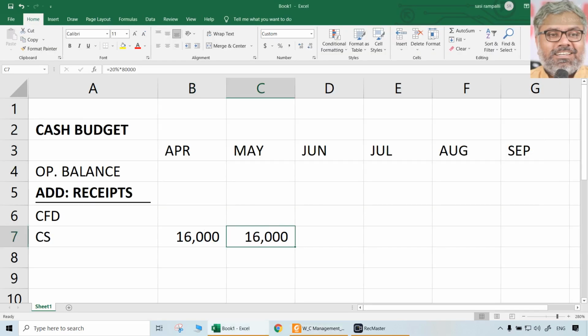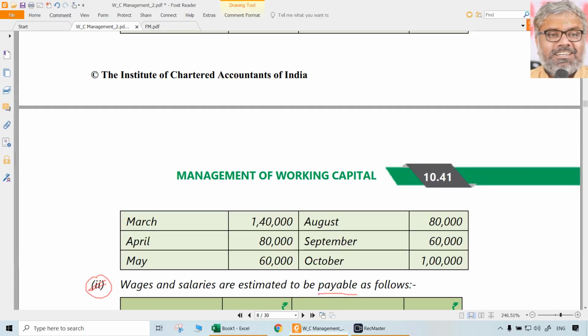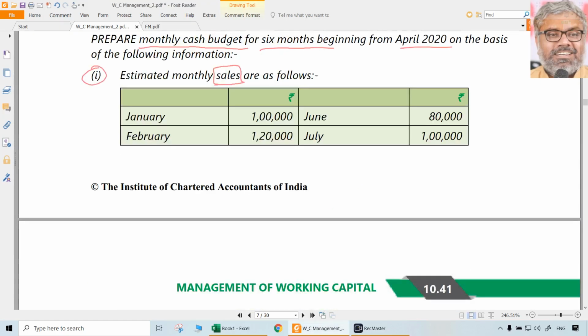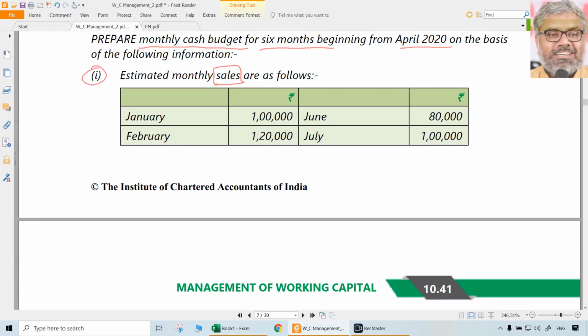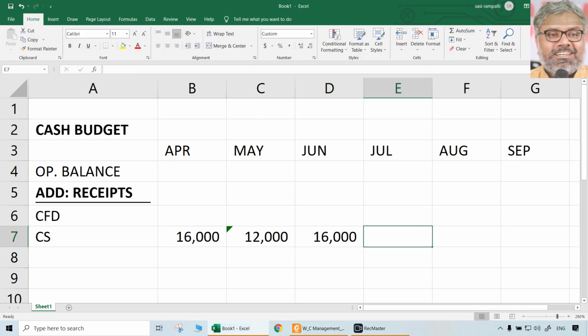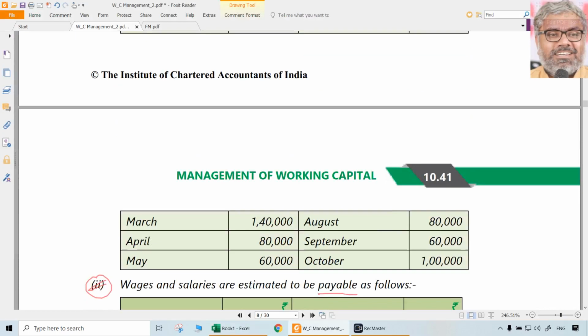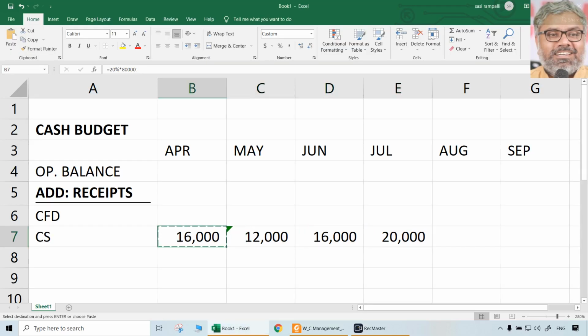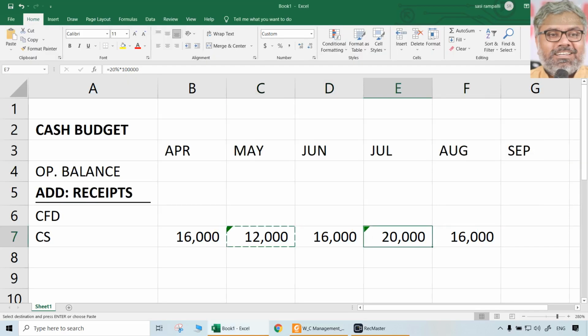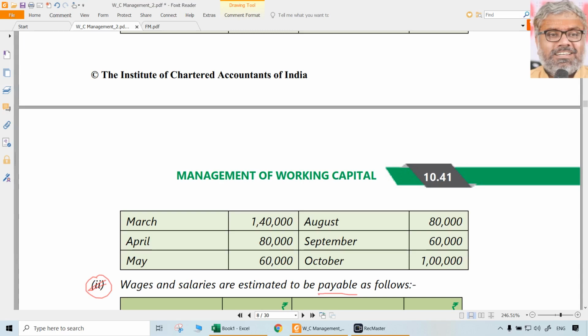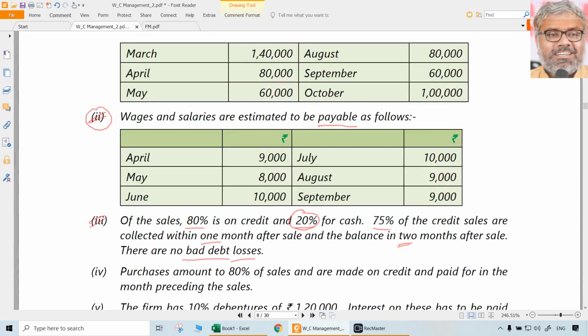Like that for May, 20% of 60,000. For June, again 80,000. For July, of course, you have to do it on paper. July, 20% of 1 lakh, 20,000. August, again 80,000. For September, 60,000 means 20% of that, 12,000. These are cash sales. One thing directly we can calculate from the information that is available.